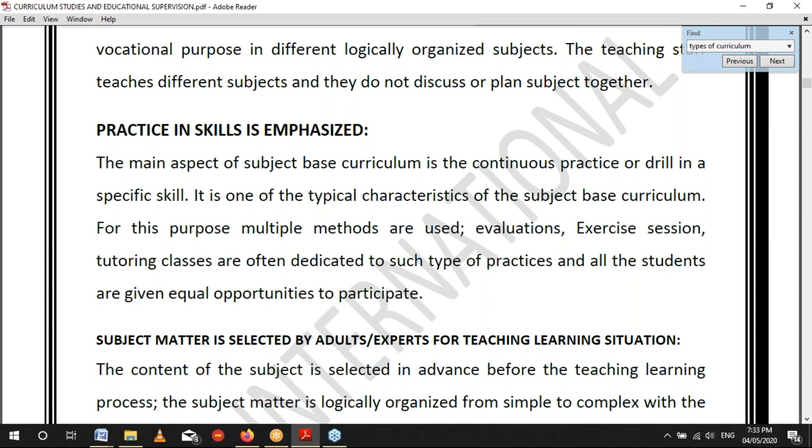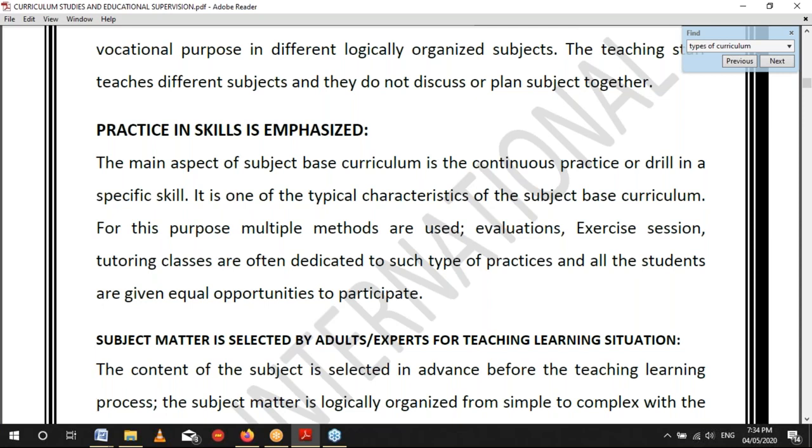Three, a fixed timetable. There must be a fixed timetable. The teachers must know that every Monday, we are having curriculum studies from 7:20 to 8 p.m. So it is a fixed timetable.